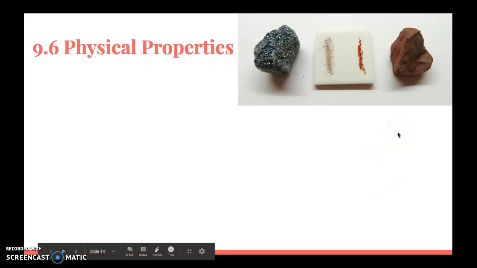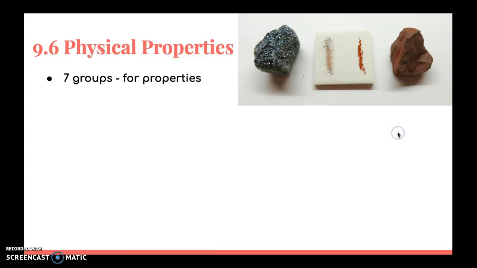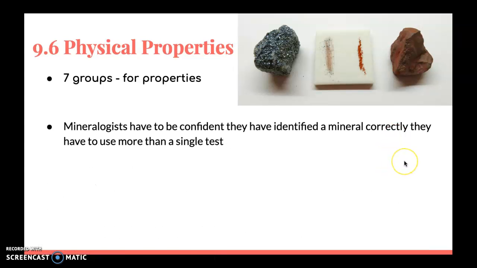9.6 physical properties. So we have 7 groups for properties. With that, mineralogists have to be confident that they have identified a mineral correctly, and they have to use more than a single test to be able to do that. So our first grouping is color. Some minerals have more than one color.